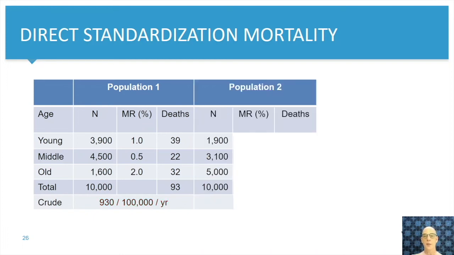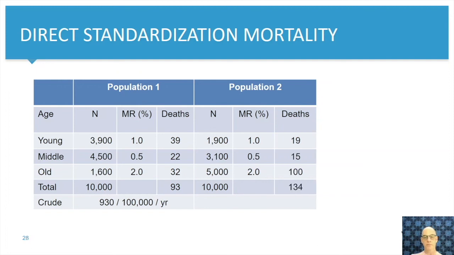Now let's assume that we have another population, population 2. Also 10,000 people in that population, but the differentiation between young, middle and old is slightly different. However, the risk of dying is exactly the same as in population 1.